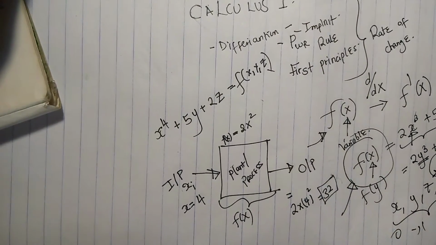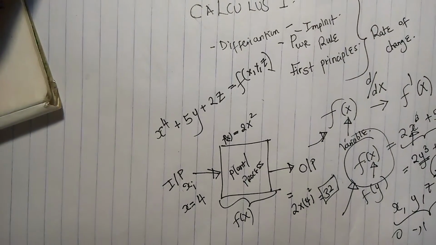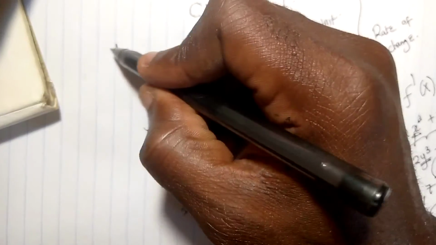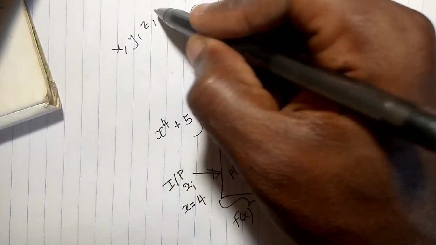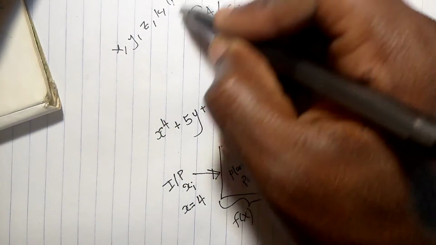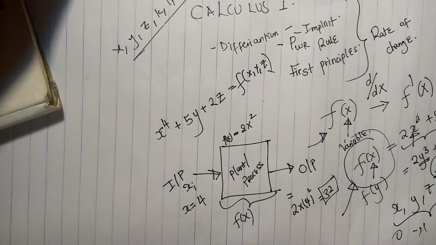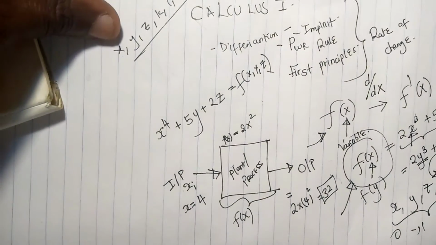All right, so those are what we call variables. The variable can be x, it can be y, it can be z, it can be k, l, m, whatever. So we don't have any fixated form of taking a variable, right?